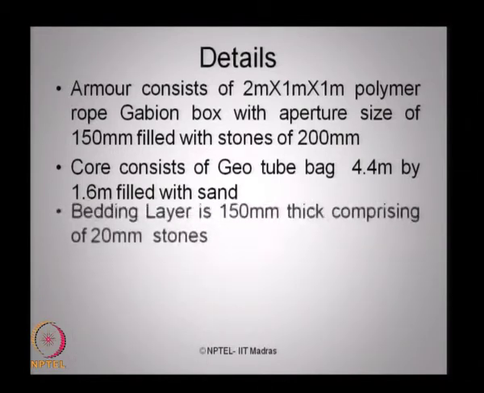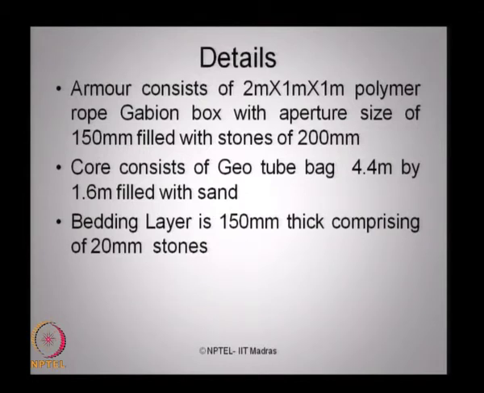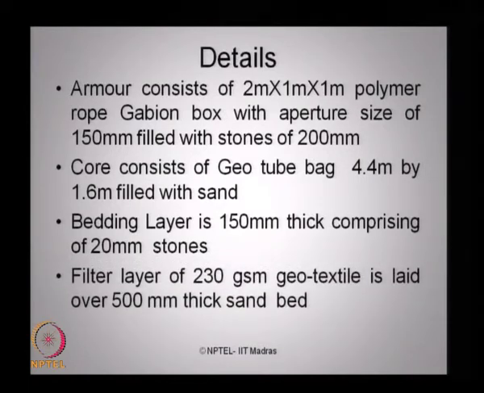The bedding layer where the geotube layer will be laid is about a 150 mm thick sand layer consisting of 20 mm stones. The filter layer of 230 GSM geotextile will also be laid over a 500 mm thick sand bed layer to act as a subgrade for the geotube arrangement.